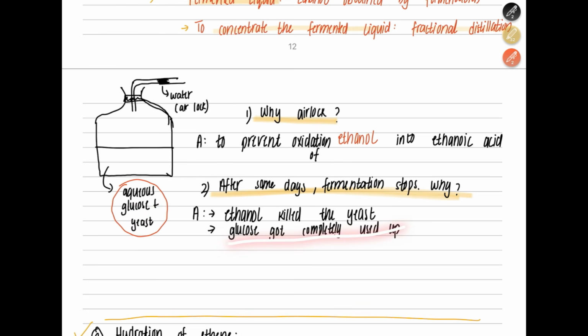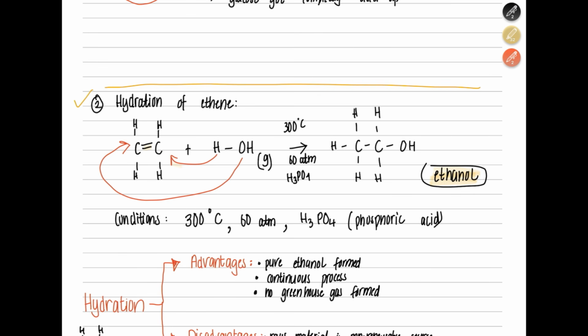the glucose got completely used up. Now, another way to produce ethanol is by the hydration of ethene. So you have ethene reacting with steam, HOH. Now, what are your conditions? You need a very high temperature, 300 degrees Celsius, 60 atm, and phosphoric acid, and then you will get pure ethanol.